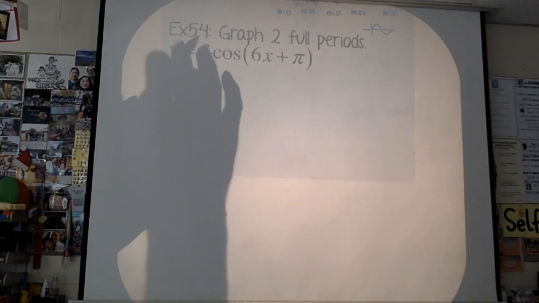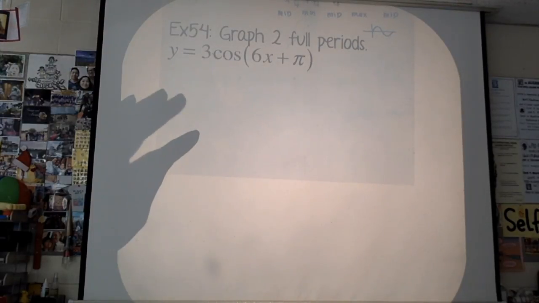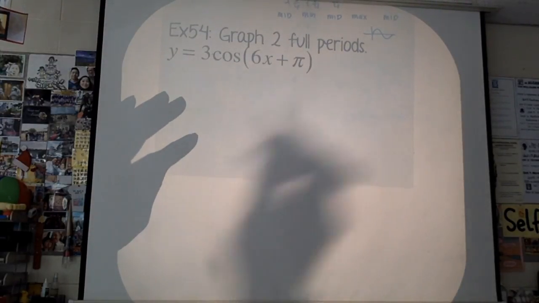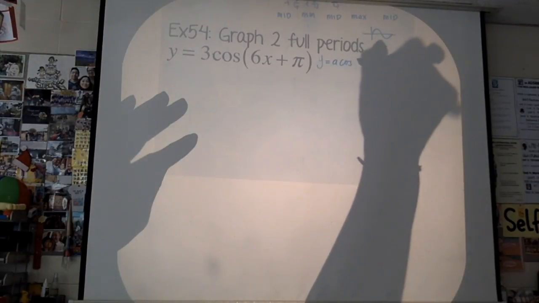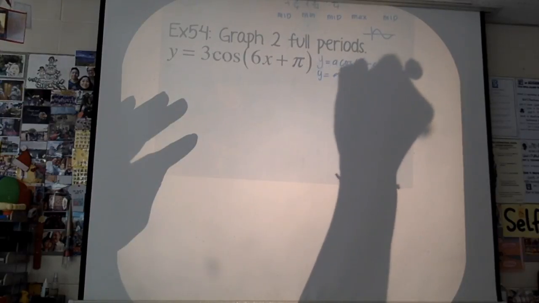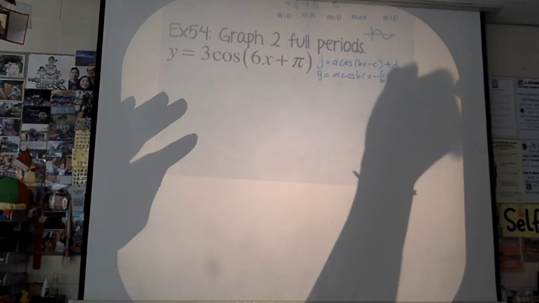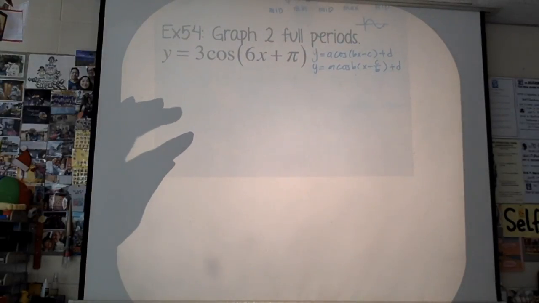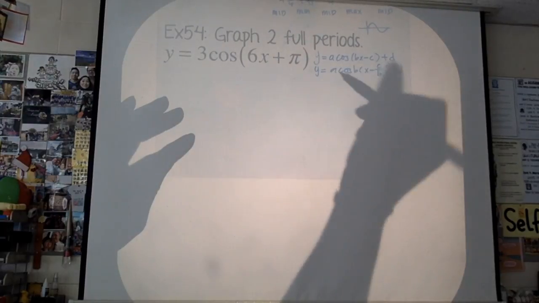It says right here, example 54, graph two full periods, y equals 3 cosine 6x plus pi. This indicates that there was a phase shift, and let's also write the equation again. Y equals a cosine bx minus c plus d, or y equals a cosine b x minus c over b plus d, okay? Whatever you like. I told you, I like this way. So let's rewrite this equation into this method.